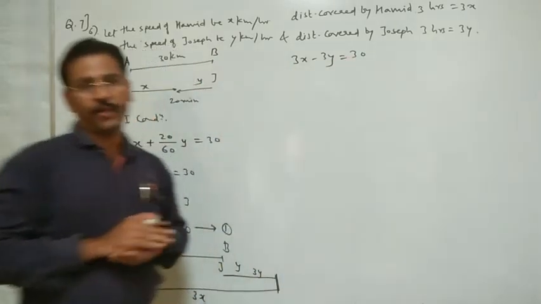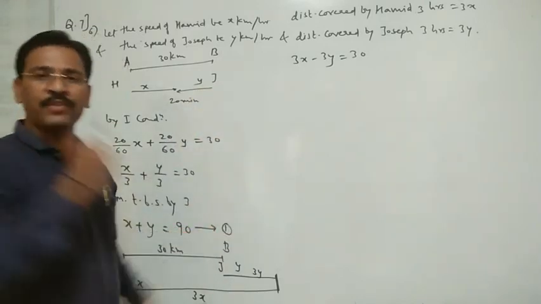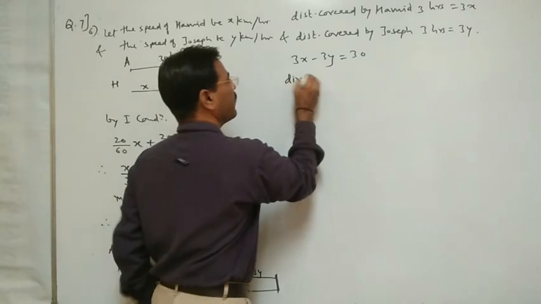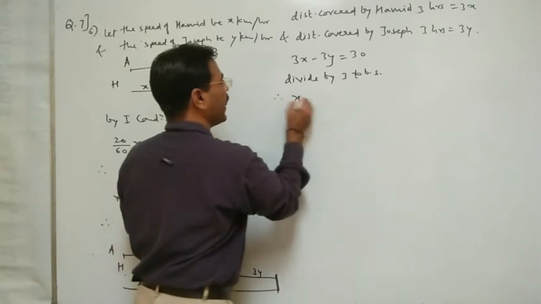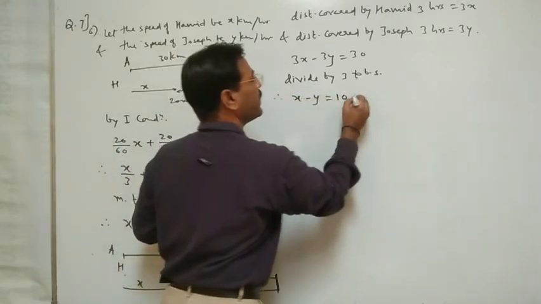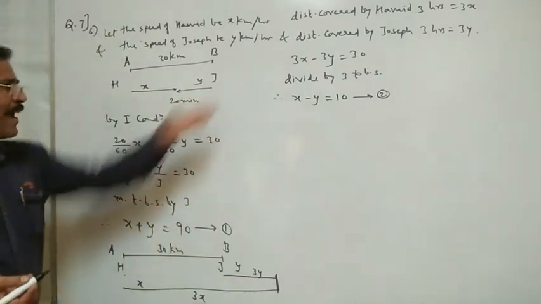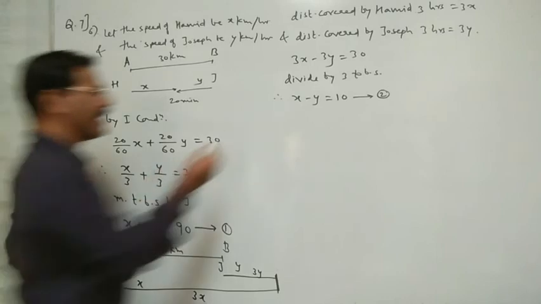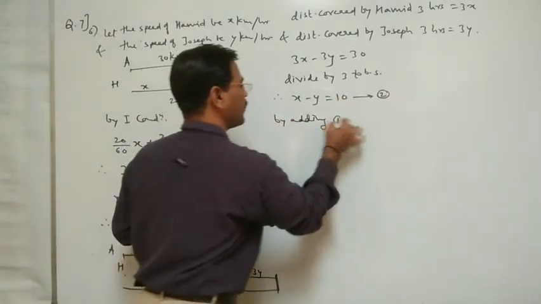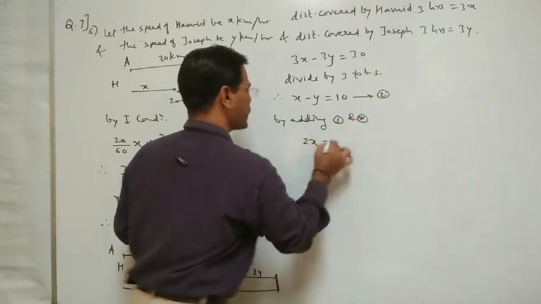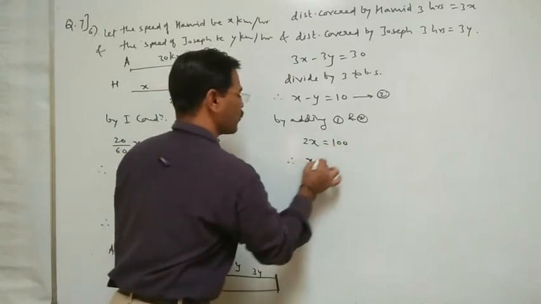Now here 30 kilometers is there. Their difference is 30 kilometers. Understand? The next part is very simple. Here we have to divide both sides by 3. What do we get here? x minus y equal to 10. This is equation number 2. Look friends, how simple these two are. By adding, y gets cancelled. What do we get? 2x is equal to 90 plus 10, 100.